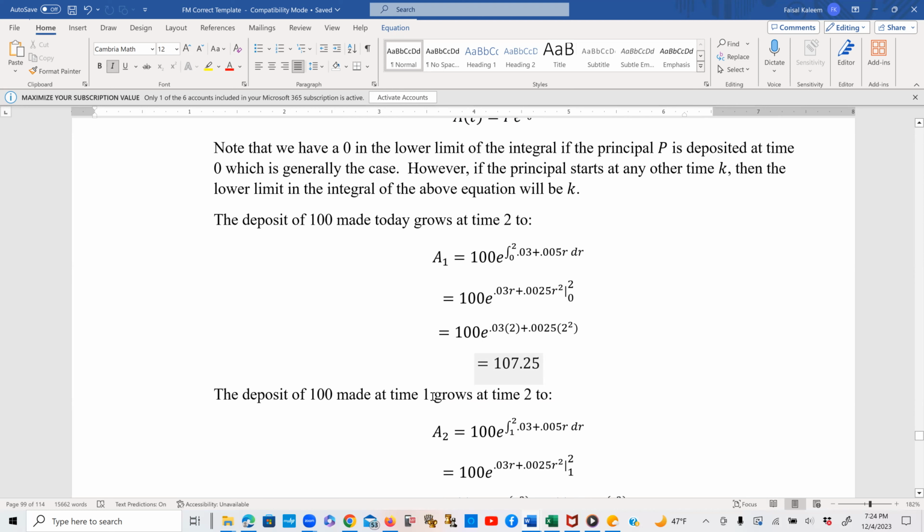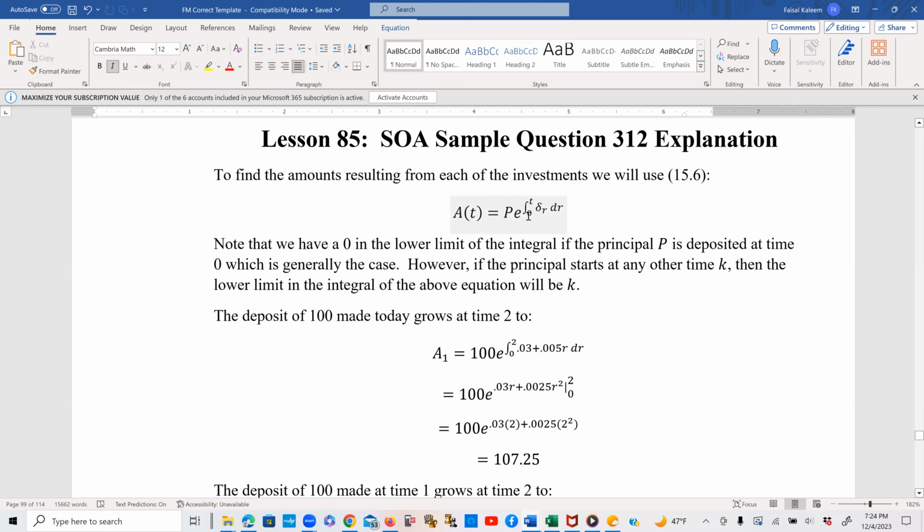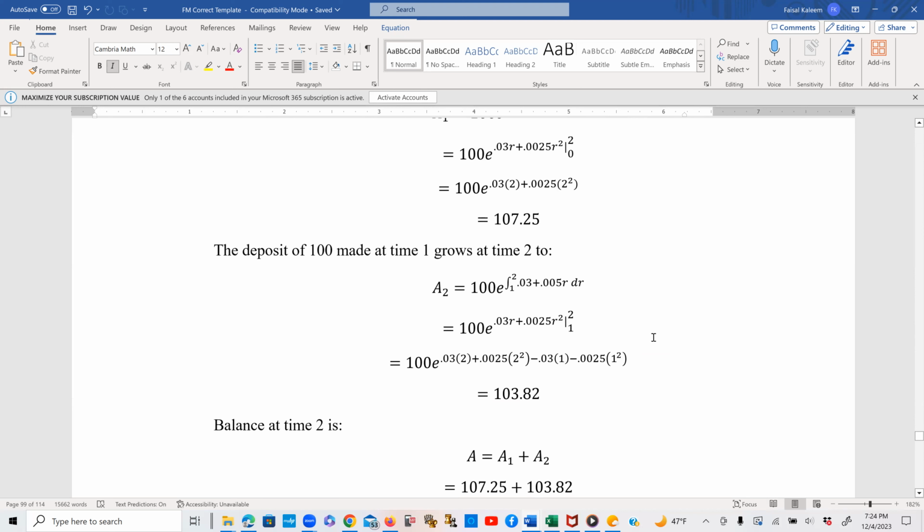Now another deposit of 100 is made at time 1. It grows at time 2 by the same equation, but now the integration will be from 1 to 2, because the deposit happens at 1 and we need the amount at time 2. So it is basically the same thing, but now the integration limits are 1 to 2 instead of 0 to 2, and the lower limit gets subtracted. So you have minus 0.03 times 1 minus 0.0025 times 1 squared. All of this now simplifies to 103.82.